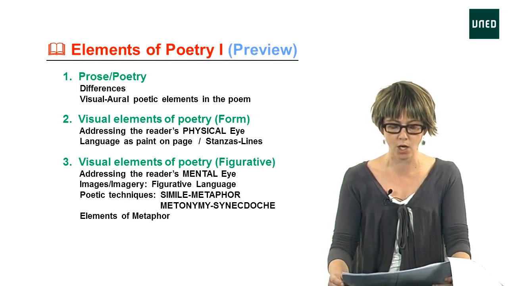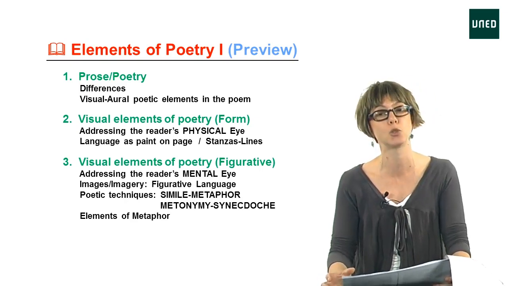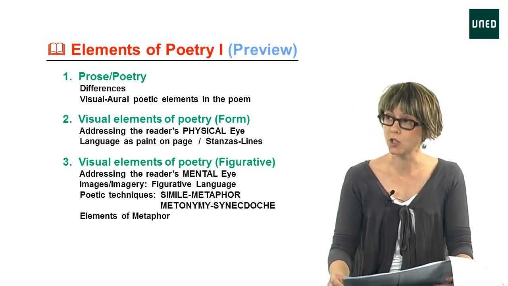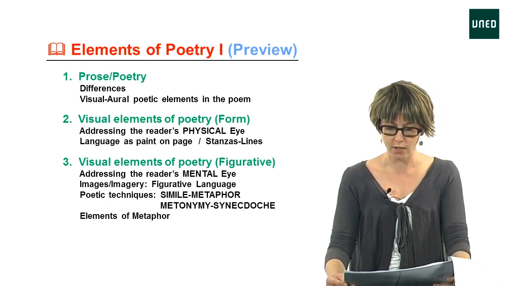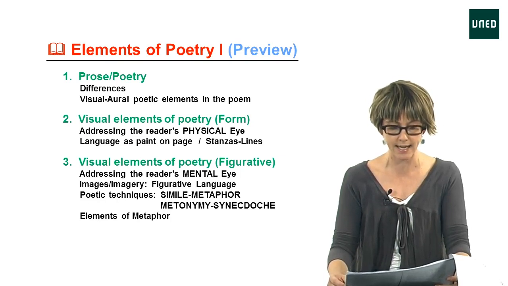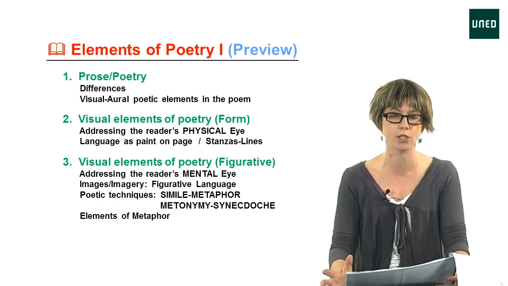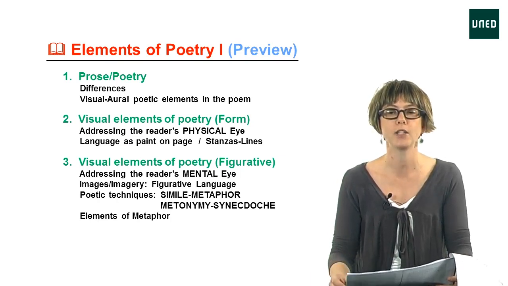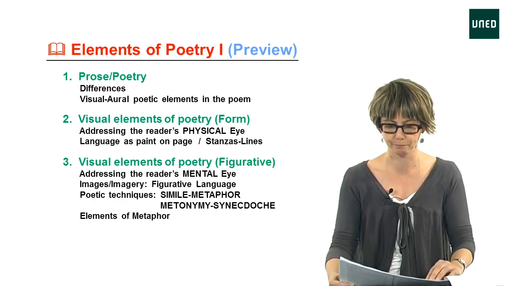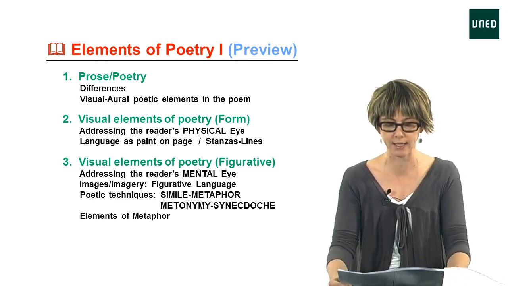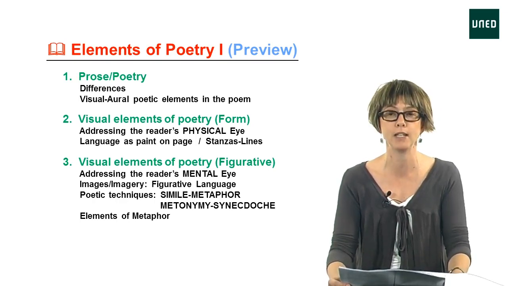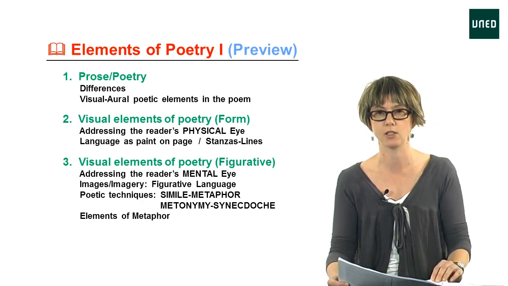will detain on the elements that address the reader's physical eye. The third section, visual elements of poetry created by figurative language, will detain on those elements that address the reader's mental eye and create mental pictures in the reader of the poem. We will see poetic techniques by figurative language such as simile, metaphor, metonymy, and synecdoche.